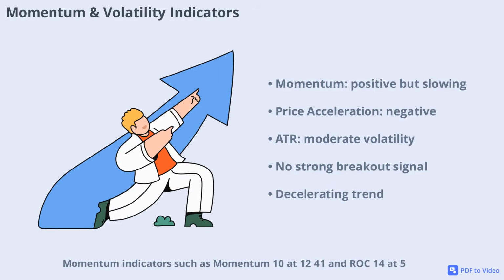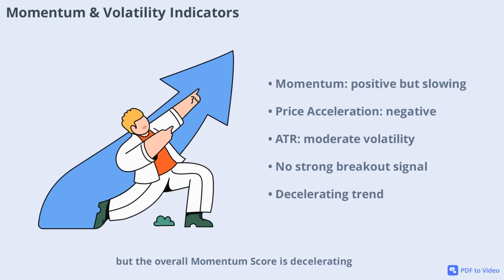Momentum indicators such as Momentum 10 at 12.41 and ROC 14 at 5.49 show positive momentum, but the overall momentum score is decelerating. Price acceleration is negative at -9.91, and volatility measures like ATR 14 at 8.66 and an ATR 14 at 4.61 indicate moderate volatility. These signals suggest that while the trend has been positive, it is losing steam and volatility is not high enough to support a strong breakout.